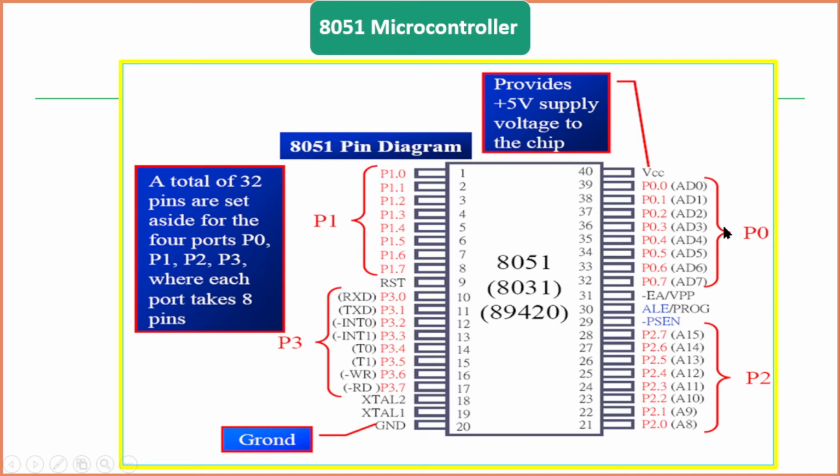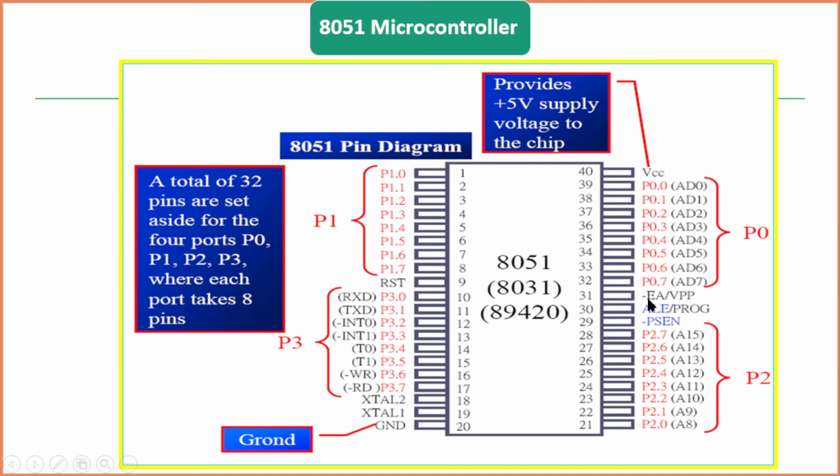Then the ground and power supply. A plus 5 volt is enough, because it's a TTL device, transistor-transistor logic. So plus 5 volt is enough to operate the device. Then there is a reset. You know that reset means whenever we enable the reset pin, the microcontroller will erase all the internal RAM. It will start from the first memory location. That is a reset.